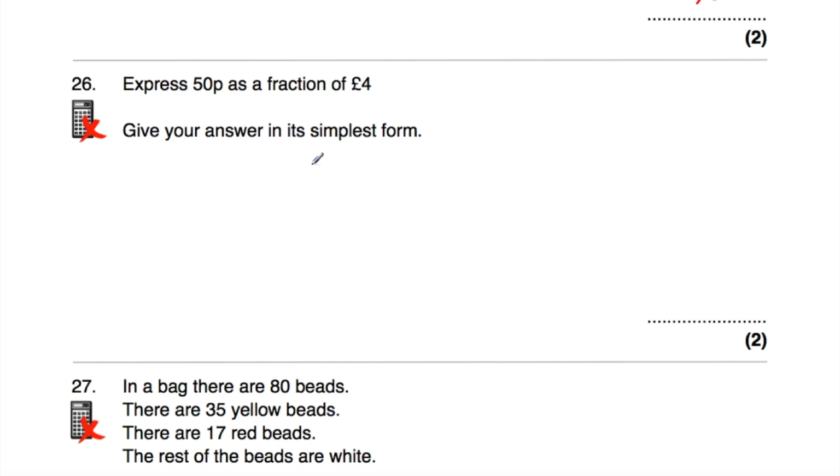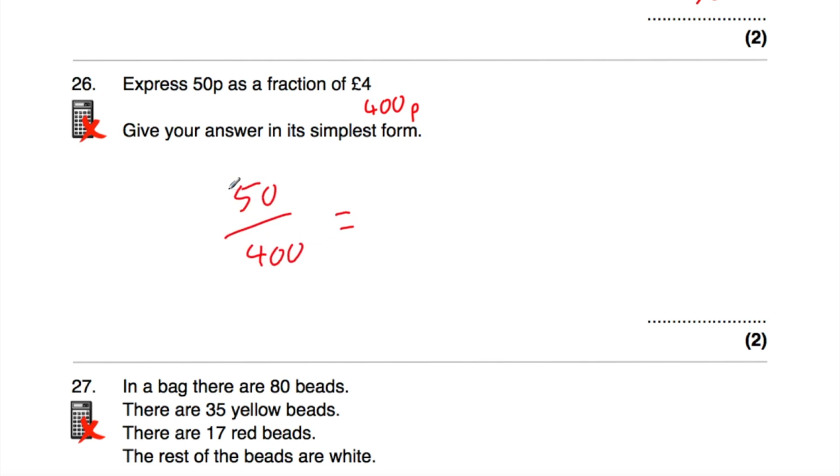Okay, let's look at our next question, question number 26. Question number 26 is express 50p as a fraction of £4, and to give our answer in its simplest form. Now here we've got pence and pounds. I'm going to change the £4 into 400 pence. So it's 50p out of 400p, so 50 out of 400.